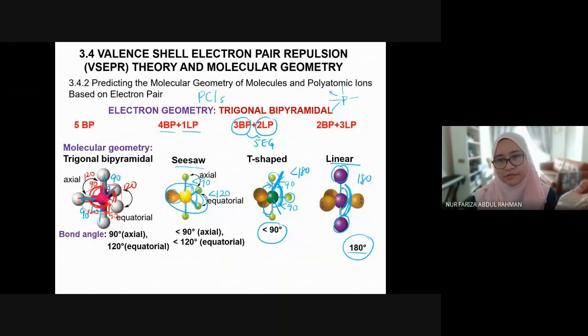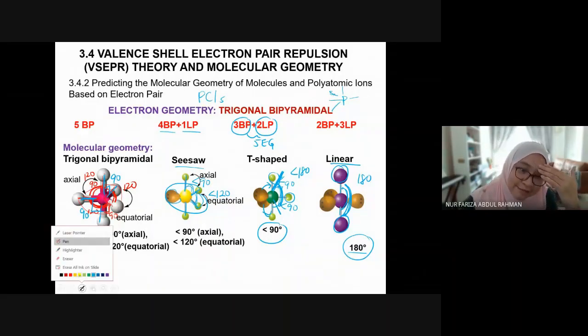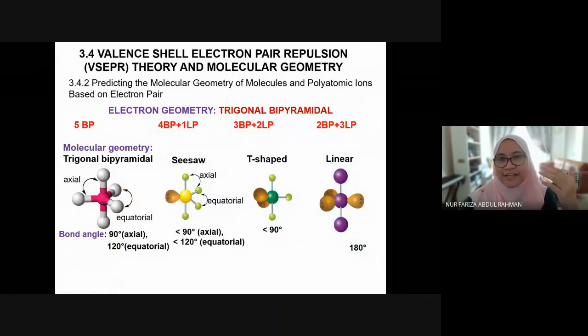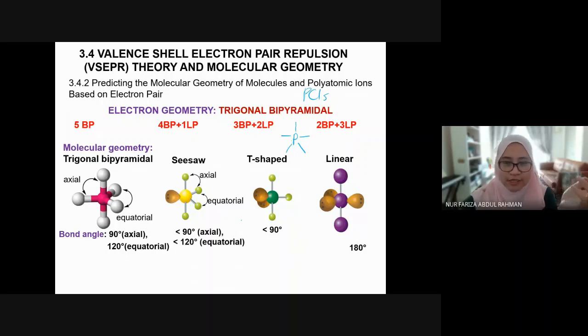Apa? Madam cuba lukis betul madam. Sekejap ya. Okay, kat mana nak ni? Okay, PCl5. Okay, alright. So, 3, 4, 5. Actually, ni lah patut kita lukis macam ni. Sekejap.